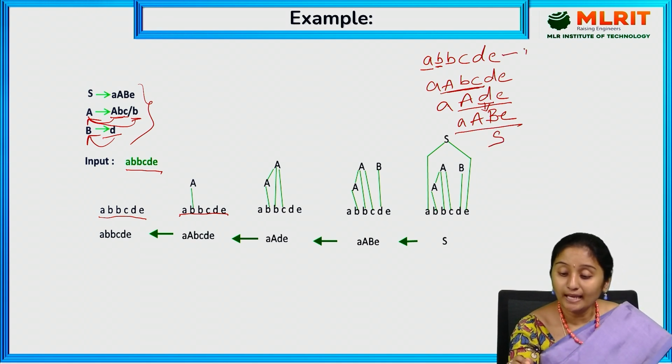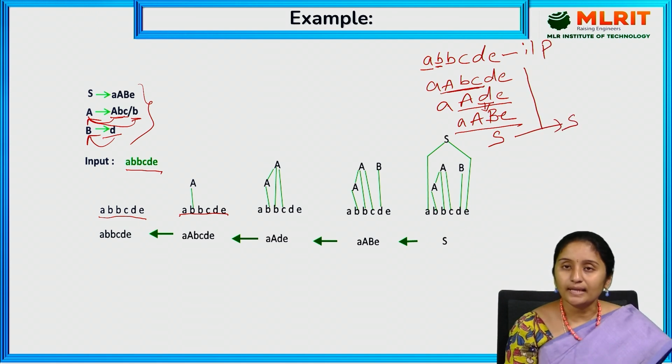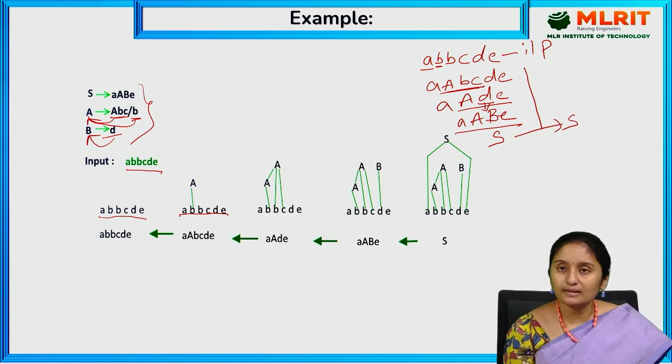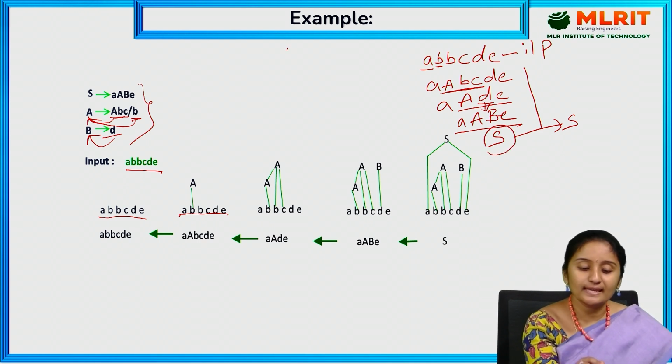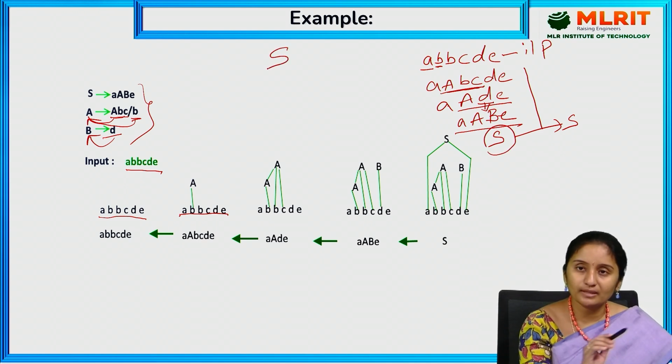I have taken the input string and I have generated the start symbol. So we are going to call it bottom up parsing. Coming to top down, what are we going to take? We are going to take S as the start symbol, nothing but the input string.